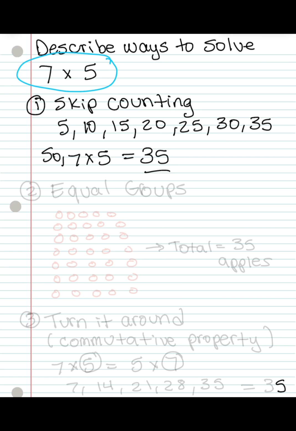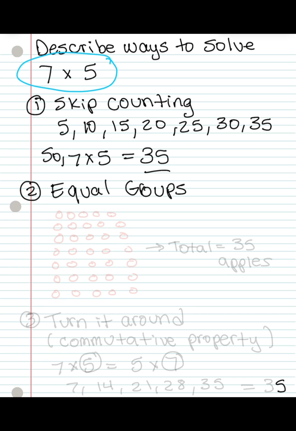The second way is equal groups. And this is almost like coming up with your own little word problem to solve this. So you could say, imagine you have 7 plates and each plate has 5 apples. How many apples are in total?